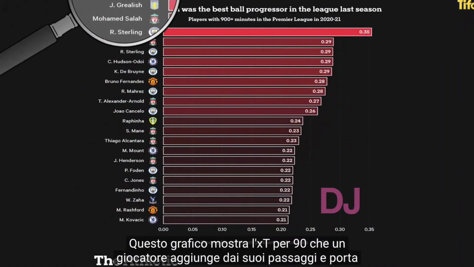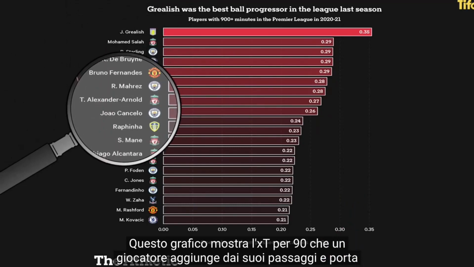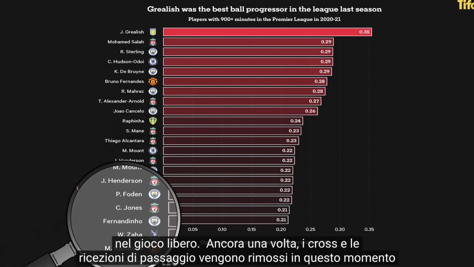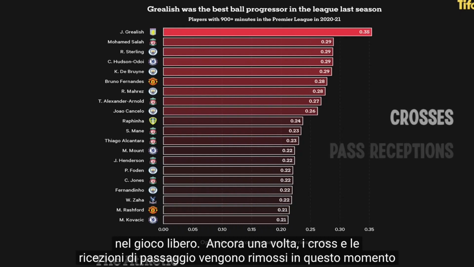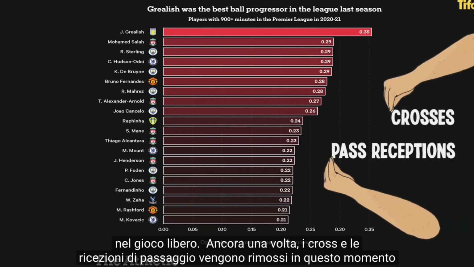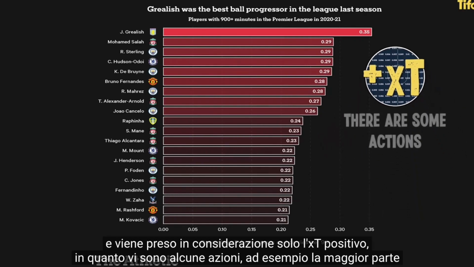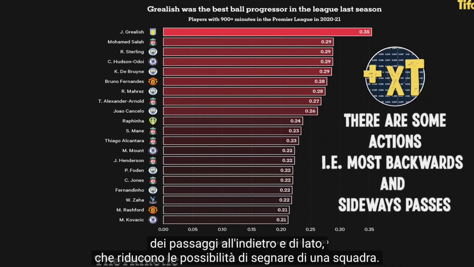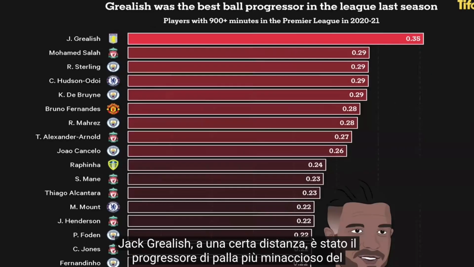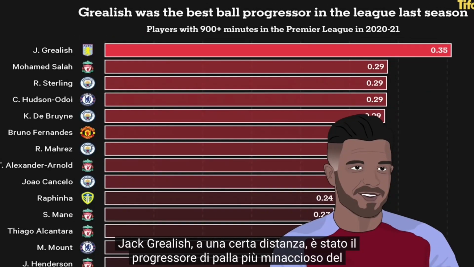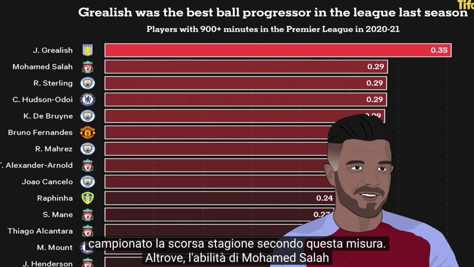This chart now shows the XT per 90 that a player adds from their passes and carries in open play. Again, crosses and pass receptions are removed this time, and only the positive XT is taken into account, as there are some actions, most backwards and sideways passes for instance, that reduce a team's chances of scoring. So Jack Grealish, by some distance, was the most threatening ball progressor in the league last season by this measure.